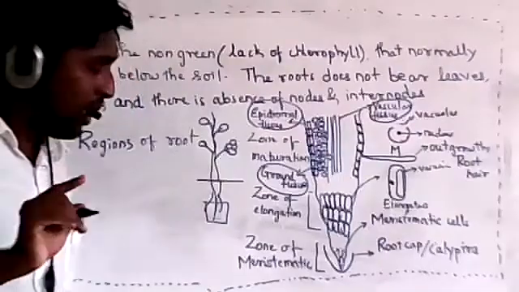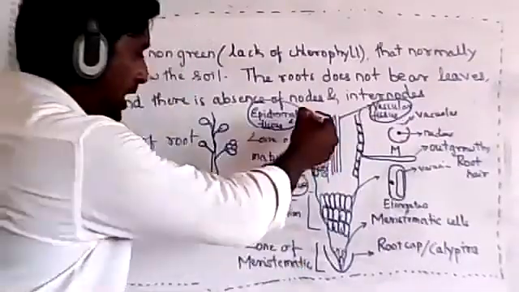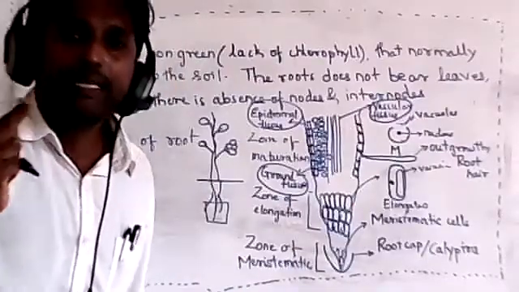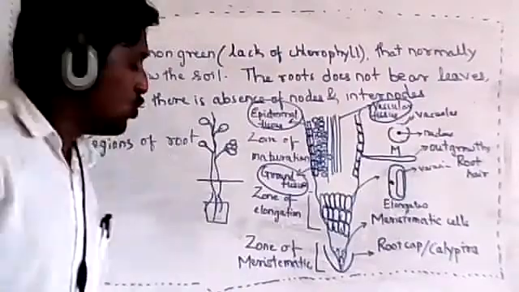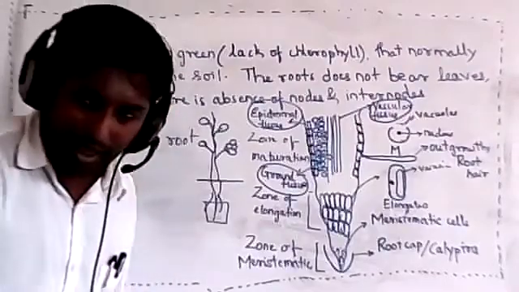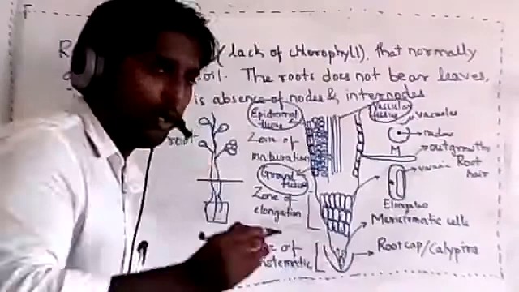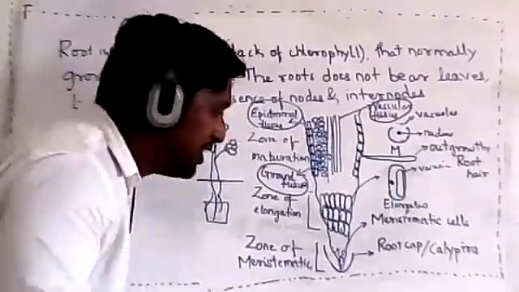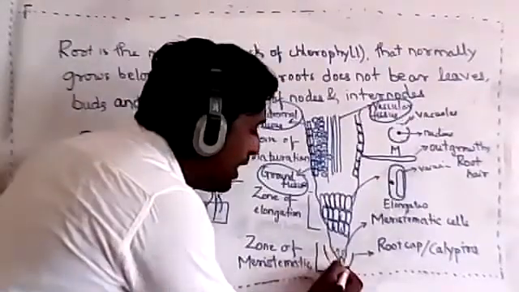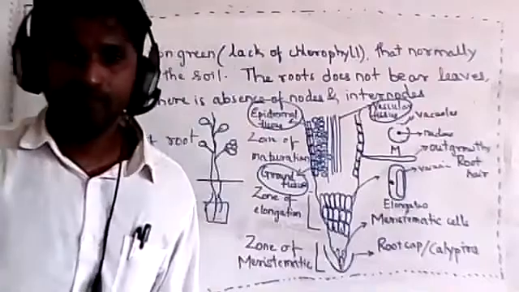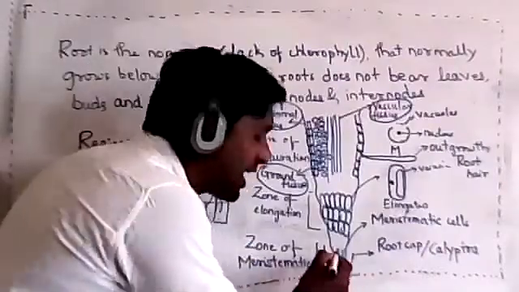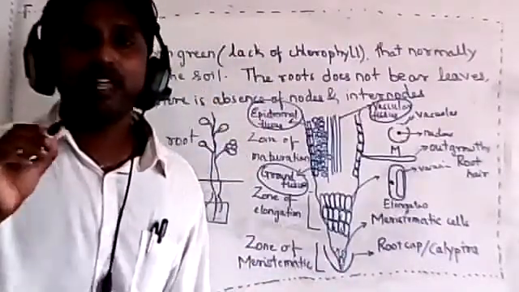Okay, I will explain to you once again. In the root you will see three distinct regions. Zone of meristematic: in the zone of meristematic there is the root tip. This root tip is protected by the root cap. The role of the root cap is to protect these meristematic cells.